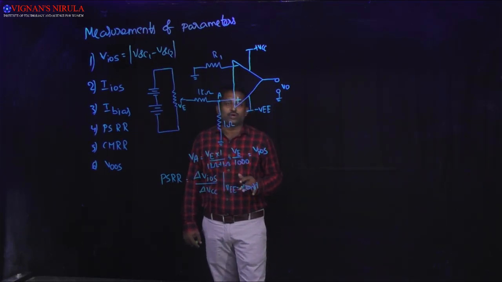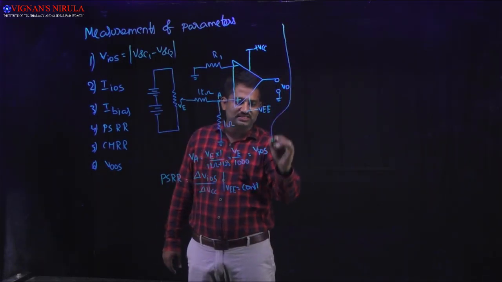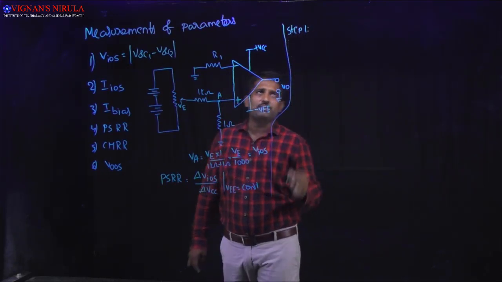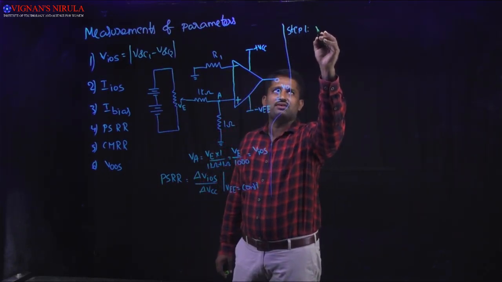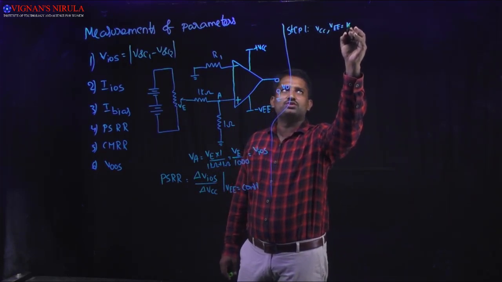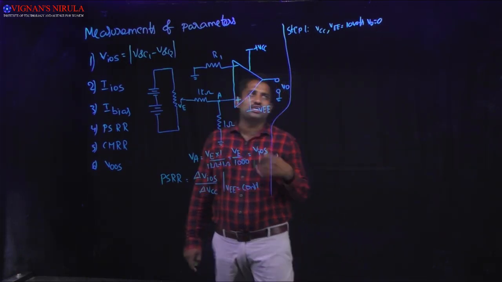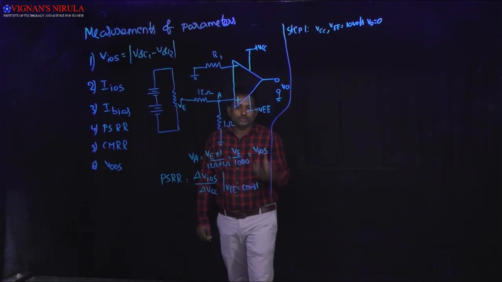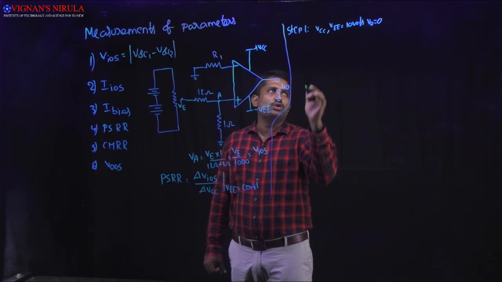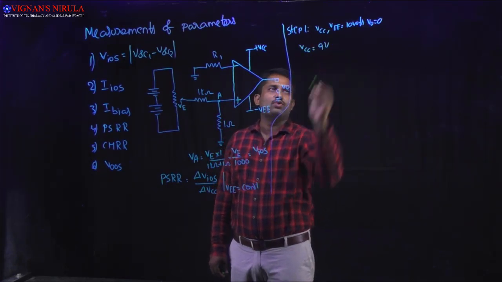Next, step 1 for this calculation of PSRR: initially we make the supply voltages VCC and VE as 10 volts. Now make your output voltage V0 equal to 0. Then I am changing my VCC from 10 volts to 9 volts. Now VCC is equal to 9 volts.